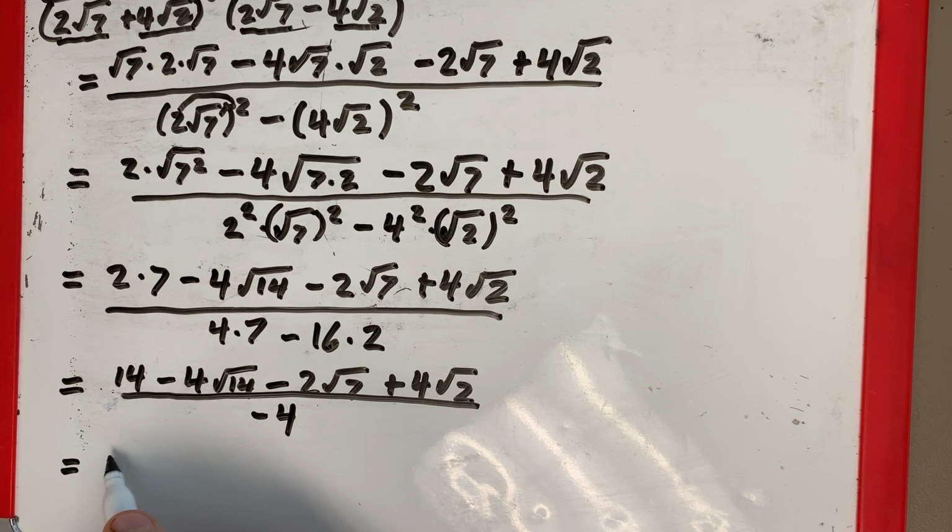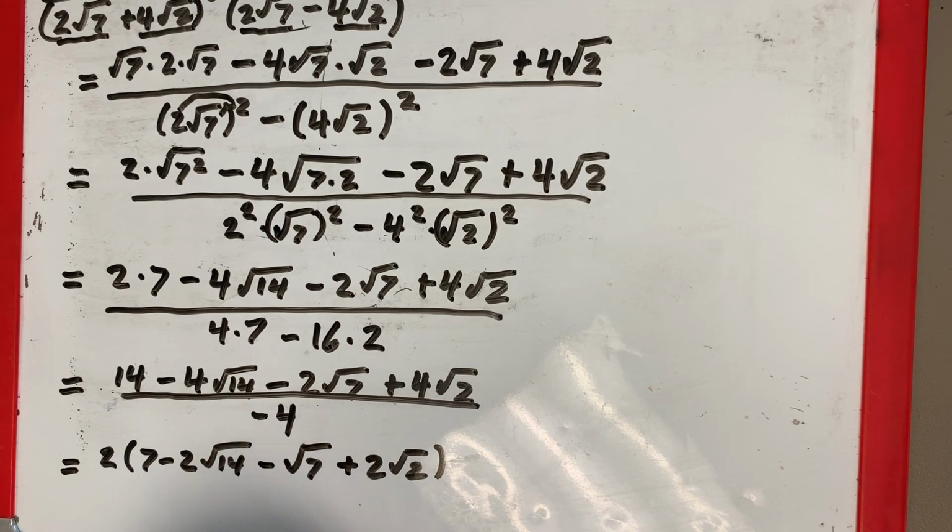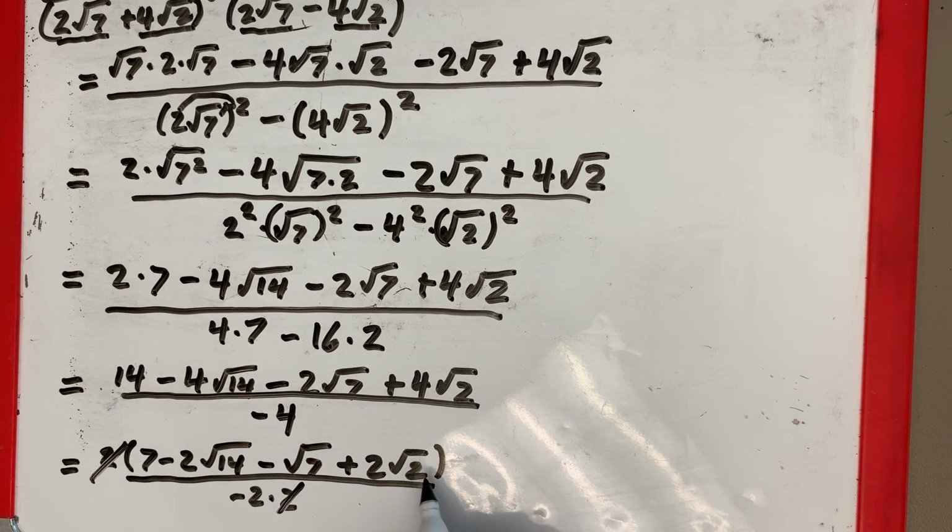So this becomes 2 times (7 minus 2 root 14 minus root 7, because I pulled the 2 out of it, plus 2 root 2), all over minus 2 times 2. So here I can cancel off the 2's, leaving me with this horrid expression over minus 2. The only other thing you can do at this point, because we've canceled off all the possible 2's, is that we have a 7 here, which isn't divisible by 2, so we can't cancel this 2 off any further.